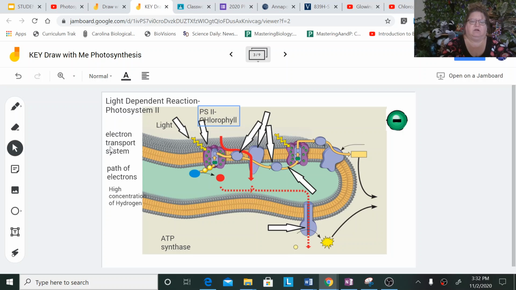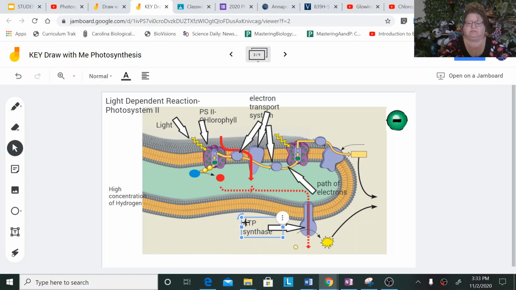And then we've got our electron transport system right here. Now, in this diagram, we're going to focus on photosystem 2, which is the first one. I know, annoying. And then the yellow would be our path of electrons. Here's our ATP synthase. There we go. And then the high concentration of hydrogen are going to be inside the thylakoid. We can kind of stick them over here.